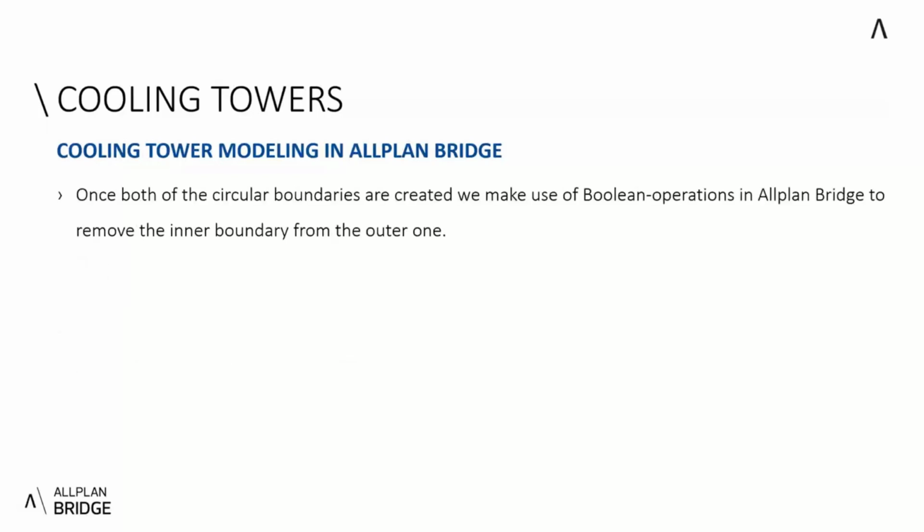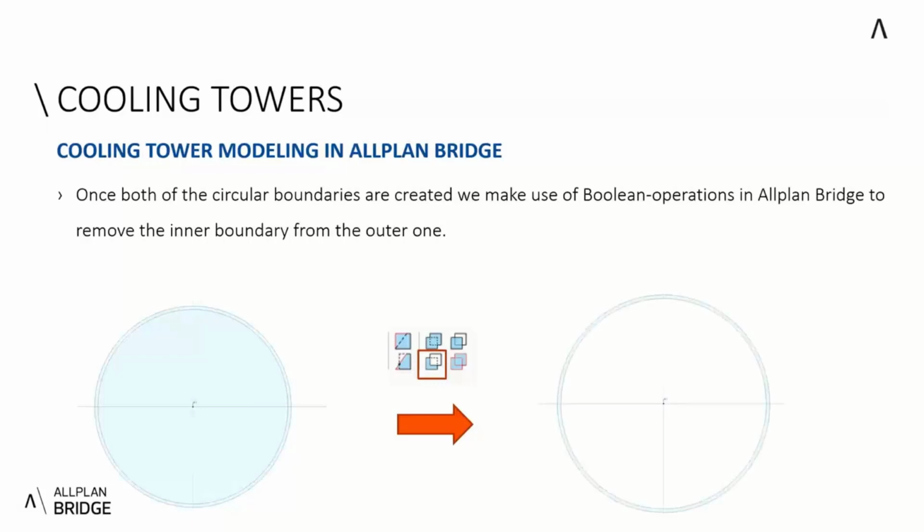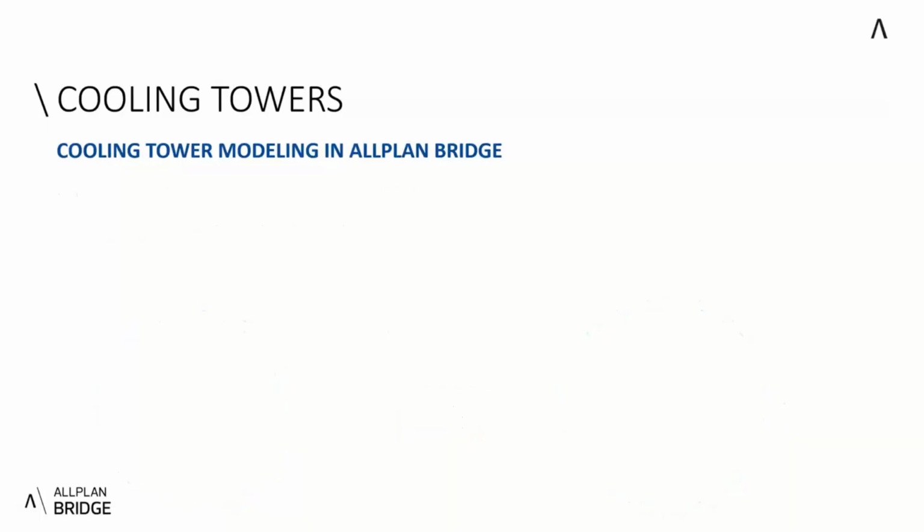Once we define both the circular boundaries, we make use of Boolean operations in Allplan Bridge to remove the inner boundary from the outer one. So these are now both circular cross-sections placed. The use of Boolean operations has not been made yet, but by removing the inner one from the outer one, we get these nice cross-sections, which look like a nice tube. But of course, we need to apply further variations to get the correct shape of the cooling tower.